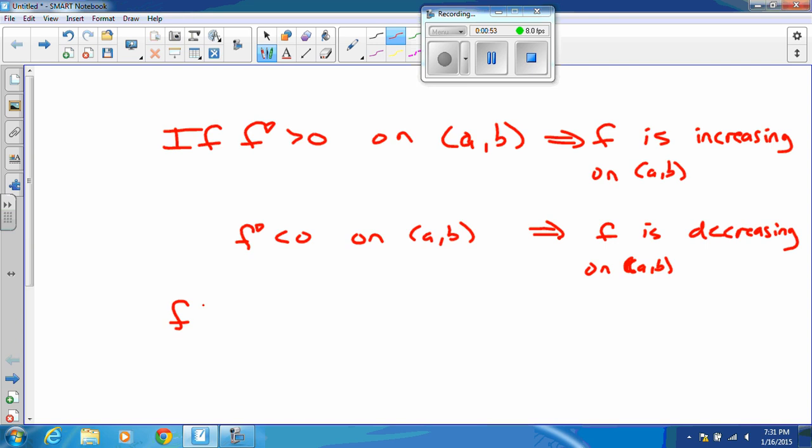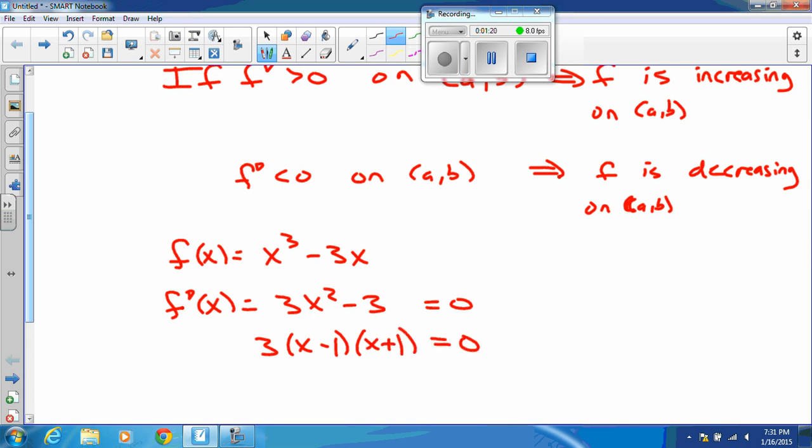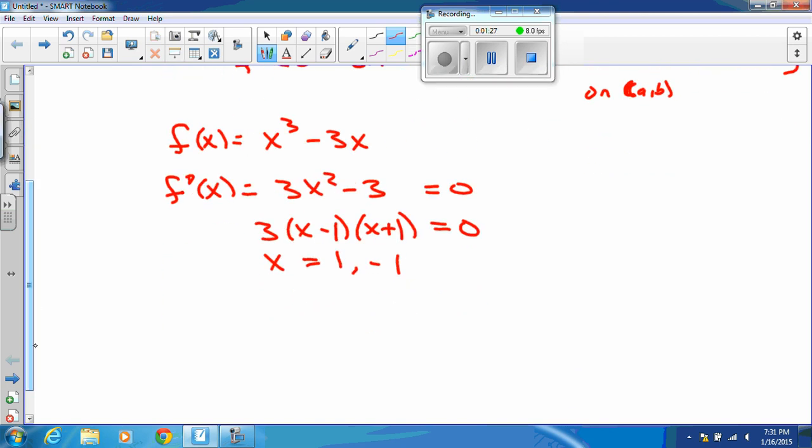So, for example, we have the function f of x is equal to x cubed minus 3x. And we have then f prime is equal to 3x squared minus 3. If we set f prime equal to 0 and solve by factoring, you can see that we get two critical points, x equals 1 and x equals negative 1.